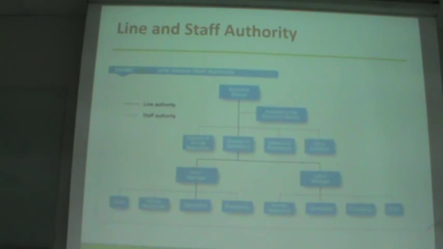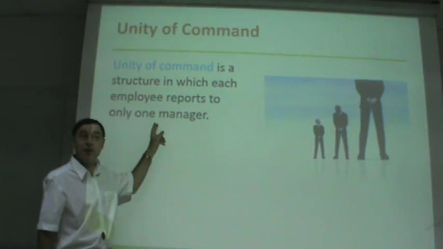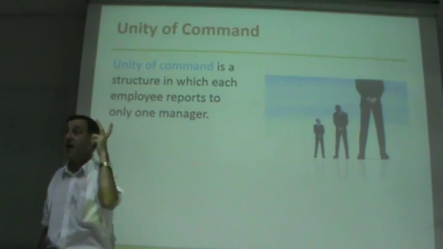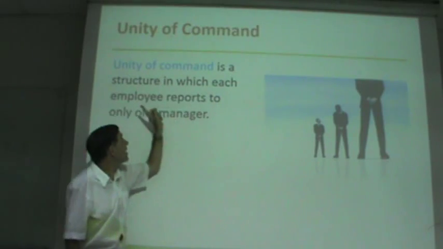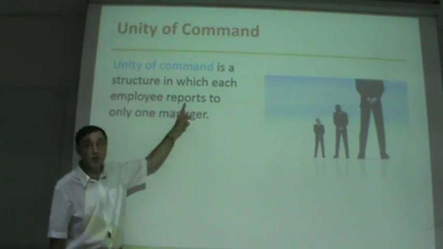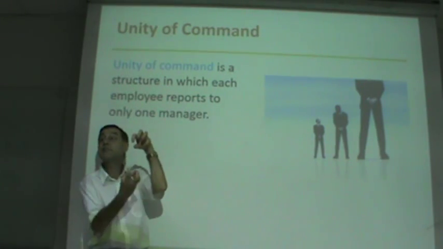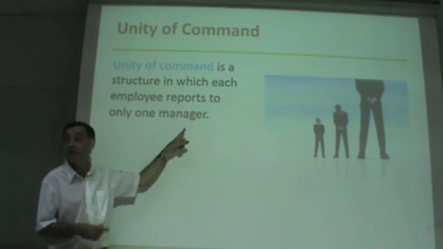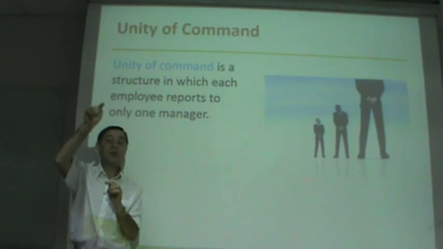Let me see what else we have here. We've got three more. And I just explained a little bit ago the concept of unity of command. Unity of command is a structure in which each employee reports to, meaning is subordinate to, only one manager. In other words, everyone has only one boss.